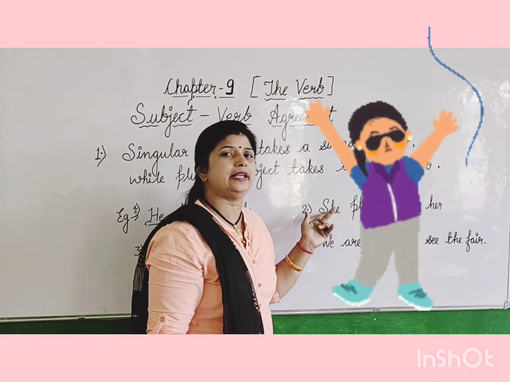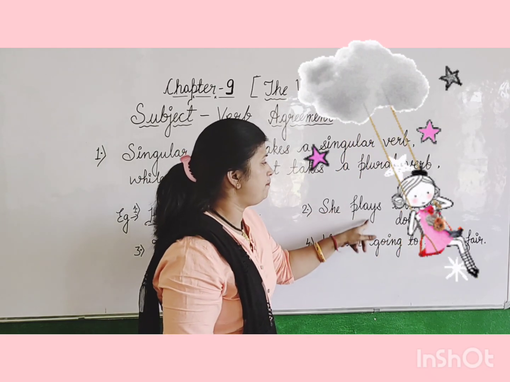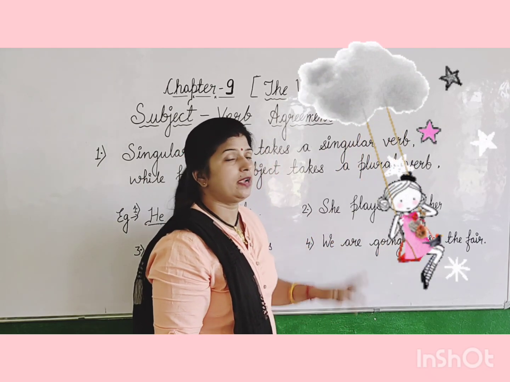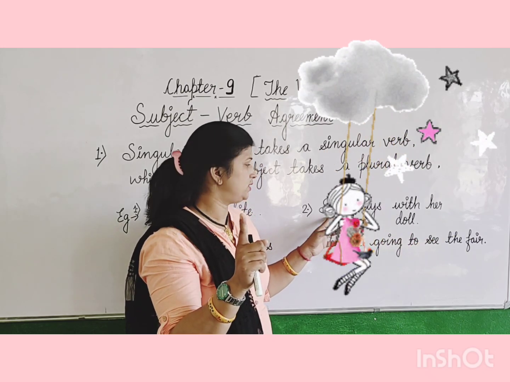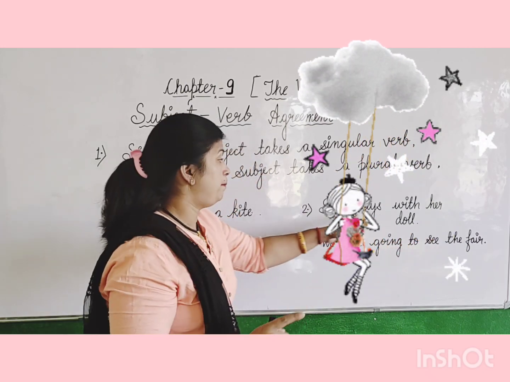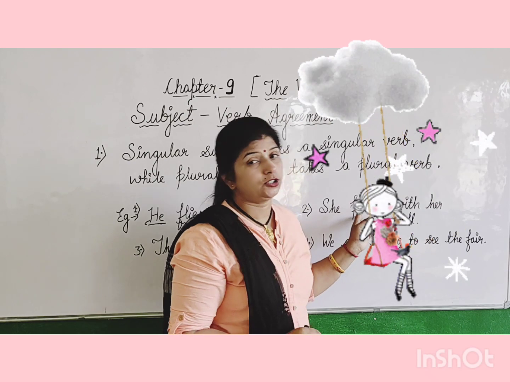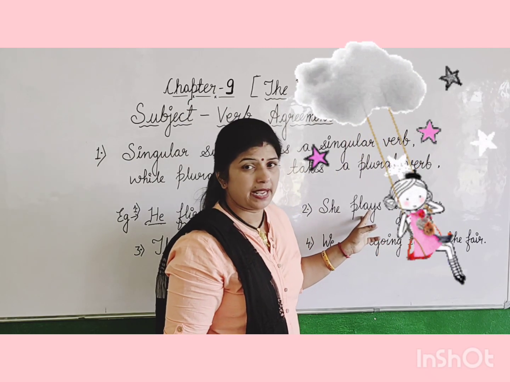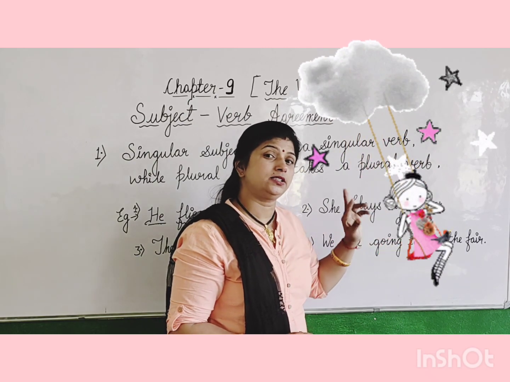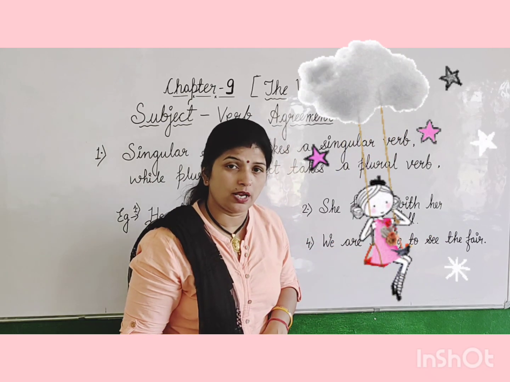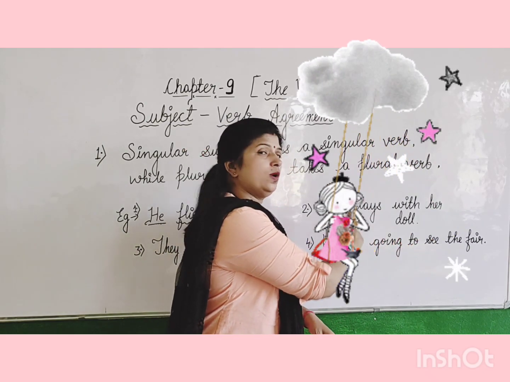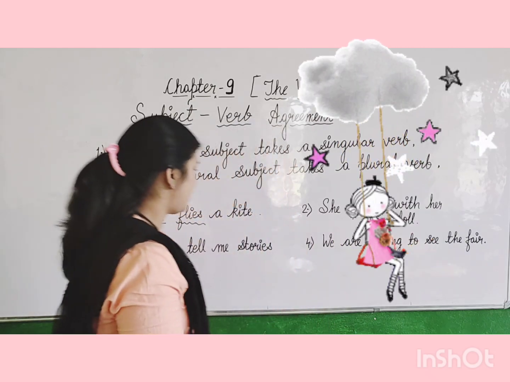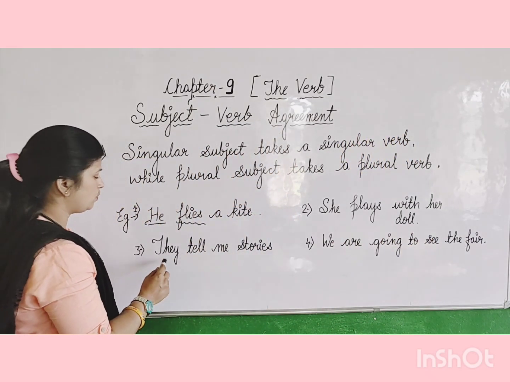Similarly, in the second case, what is there? She plays with her doll. So here she is a single subject, only one she, and here plays is the verb which is used, and plays is also a singular verb. So for a singular subject, a singular verb is used.